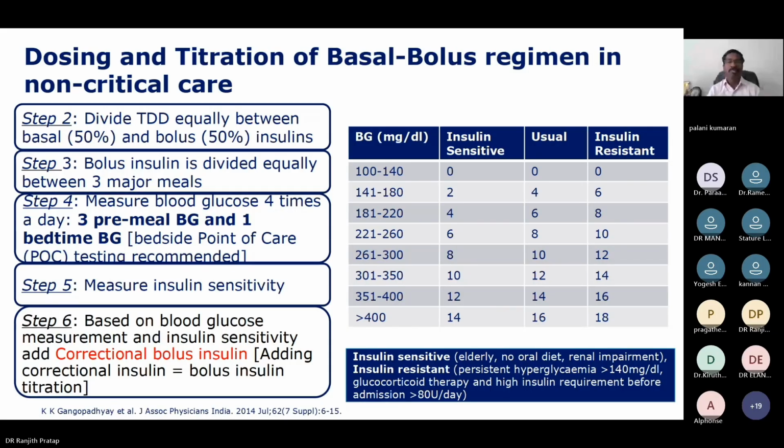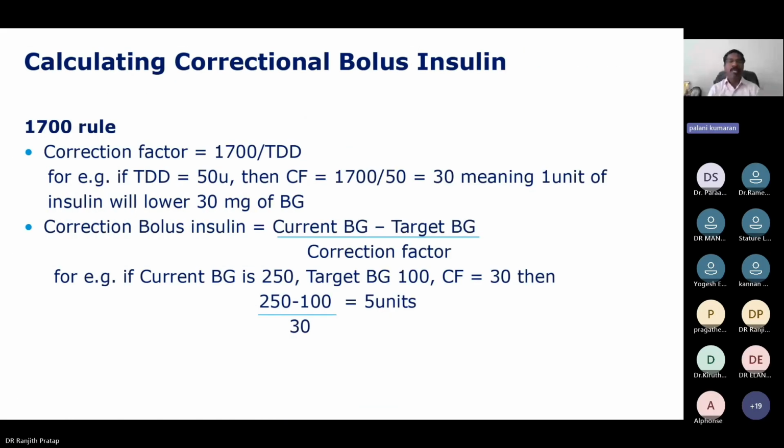Next slide. This can be done by a simple formula: 1700 divided by the total daily insulin required. For example, if the patient's total daily requirement is 50 units, then 1700 divided by 50 is equal to 34, roughly 30, meaning 1 unit of insulin will lower about 30 milligrams of blood sugar.